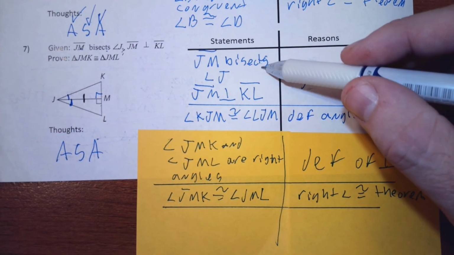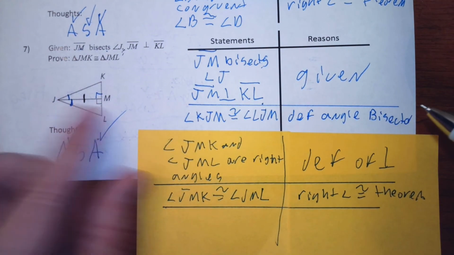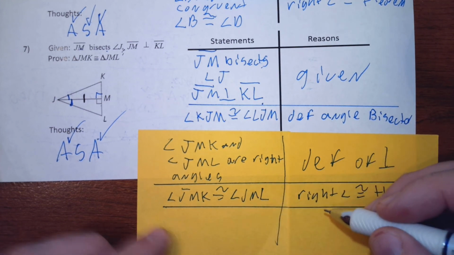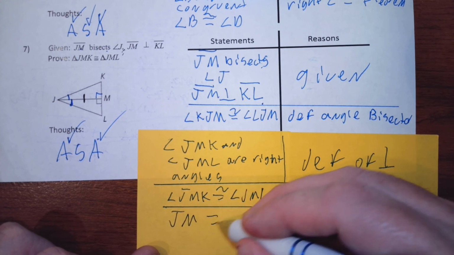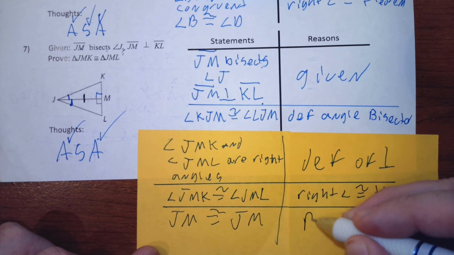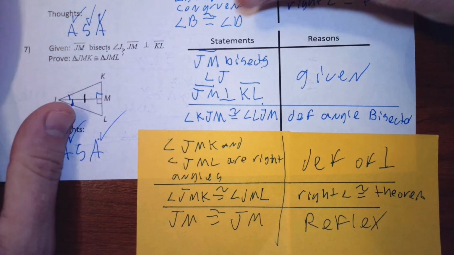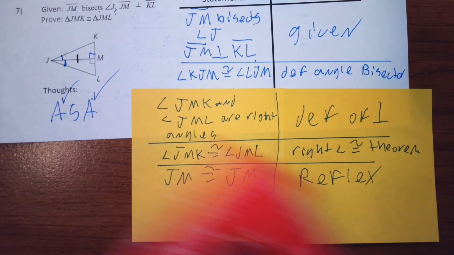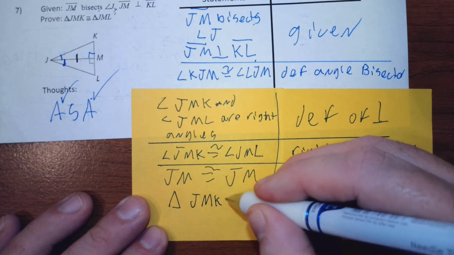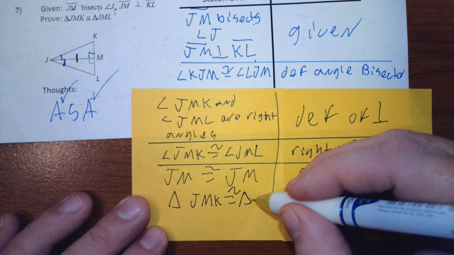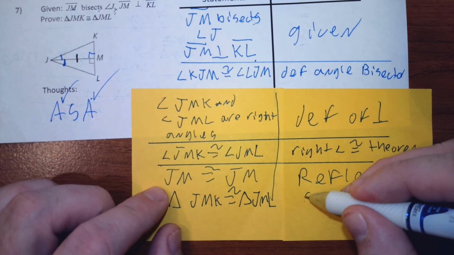All right, so we got the bisect, we got the perpendicular. So the angle bisector is an angle, the perpendicular is an angle, and then I got that side in between, which is going to be reflexive, right? So JM is congruent to JM, reflexive property. And we'll be able to finish up, maybe. Uh-oh, it's gone. So we'll just finish up real quick. Triangle JMK is congruent to triangle JML. Okay, and that would be because of ASA.